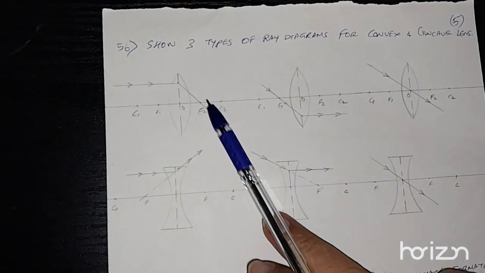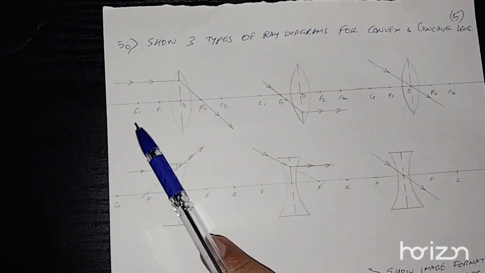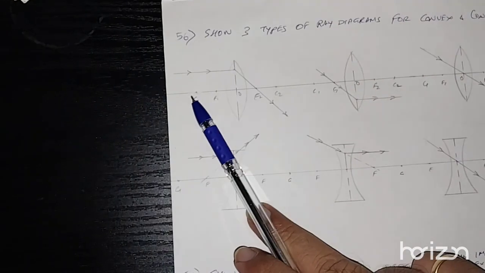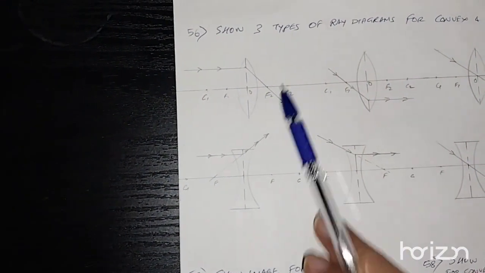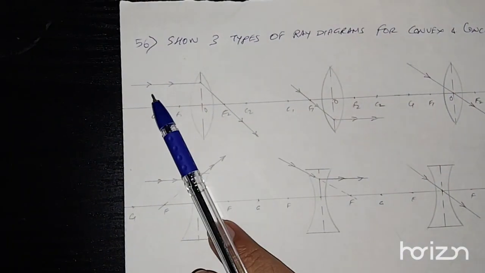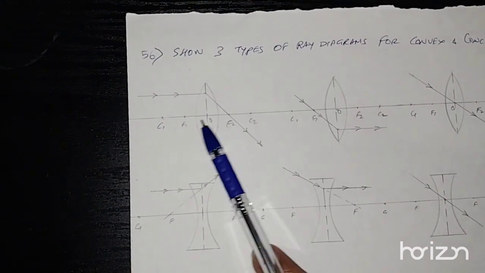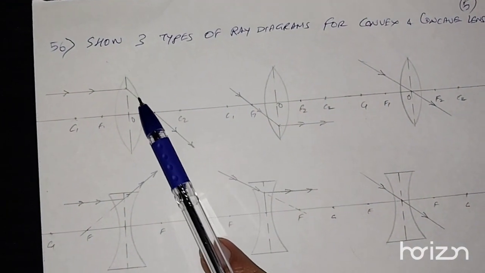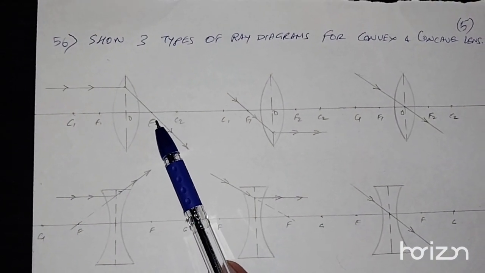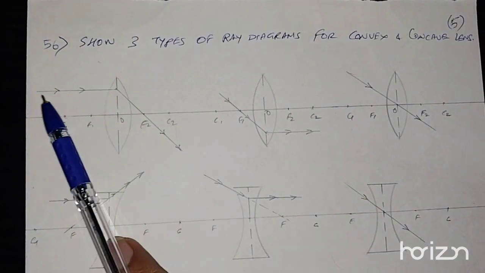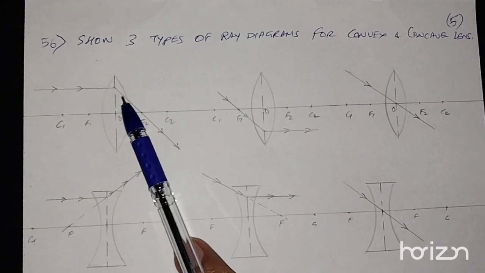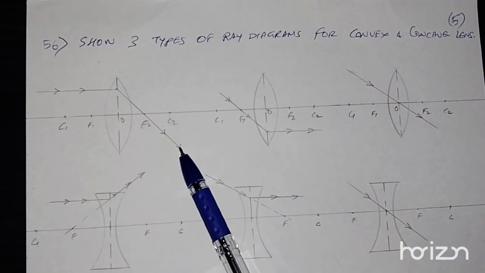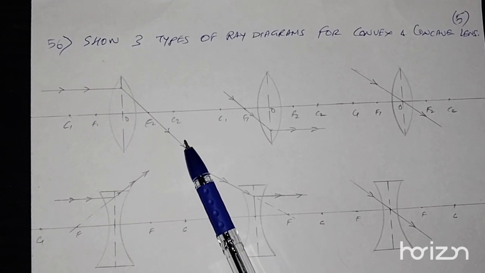See, this is a convex lens. Now, as we have described before, it has two focal points, one on each side, and two centers of curvature on both sides. If you shoot a ray which is parallel to the principal axis, it will be bent by the lens such that it passes through the focal point on the other side. This is one type of ray.